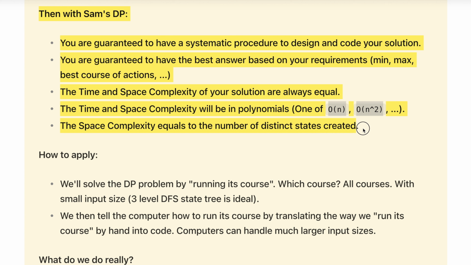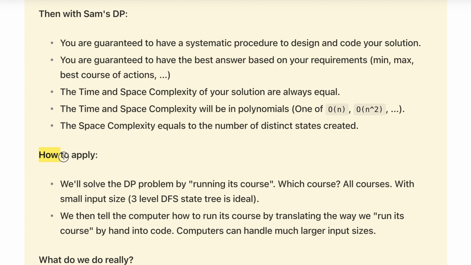Those are the guarantees. How do we apply SESV to solve problems? The way to apply SESV is, we will solve the DP problems by running its course. You may ask what's its course? All of the courses, which is all of the possible scenarios that can possibly happen, and we're gonna do it with small input size. And the ideal size is the 3-level depth first search state tree. Why? Because it's small enough for us to write down.